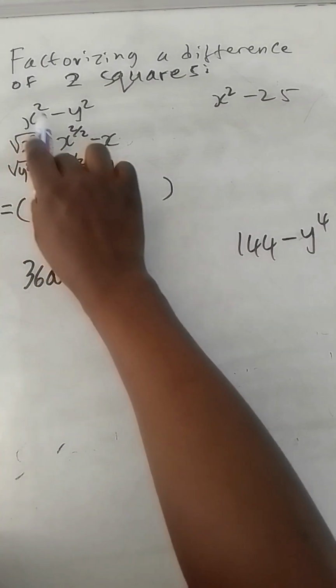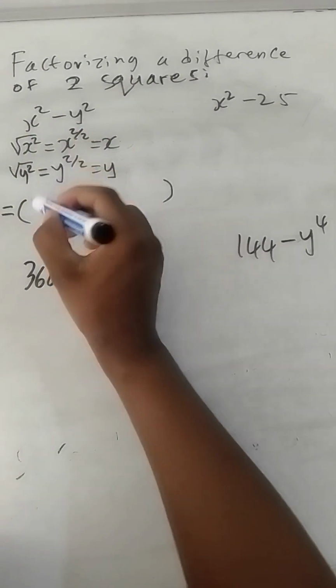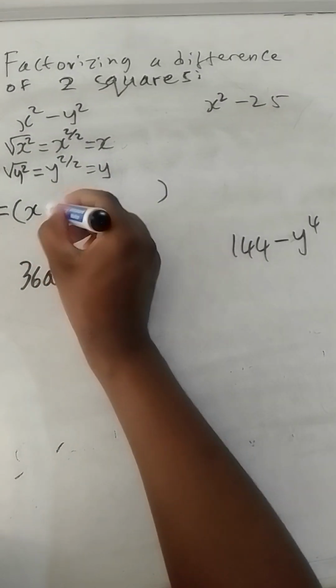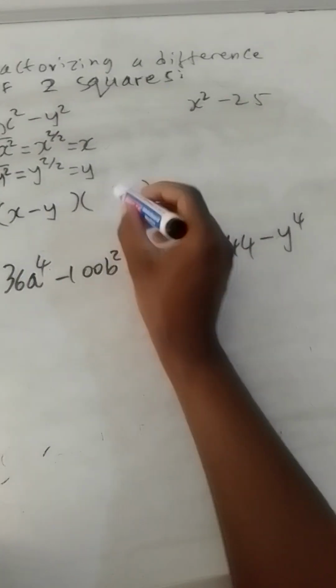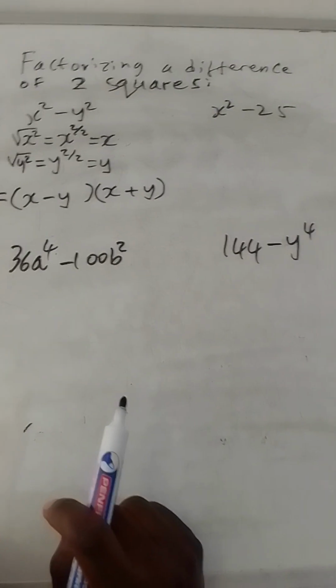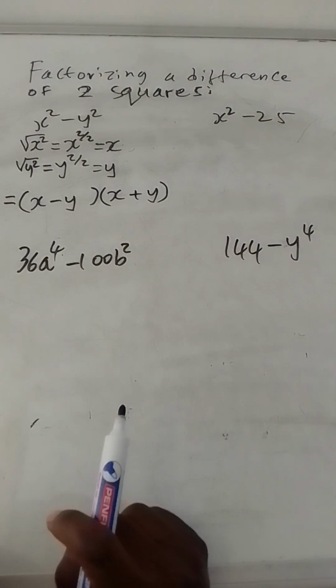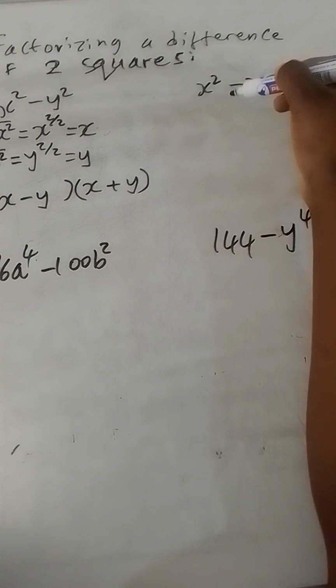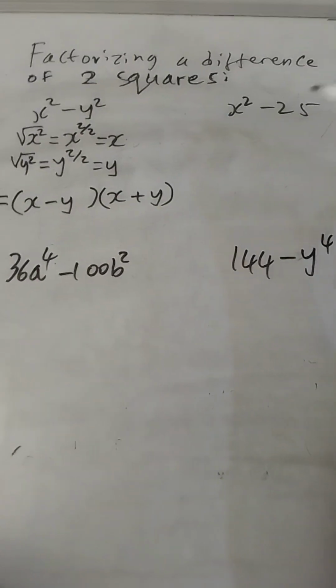So instead of having x squared minus y squared, we're going to have x minus y, because this one's square root is x, this one's square root is y. So x minus y. In the second one, we add them. Make sure they are positive. Okay, so that is the answer. So you will never have a negative in the second bracket. Now let's go to the second one.